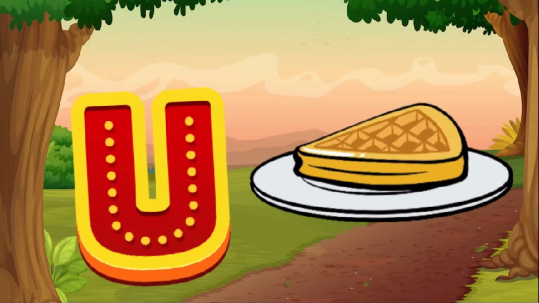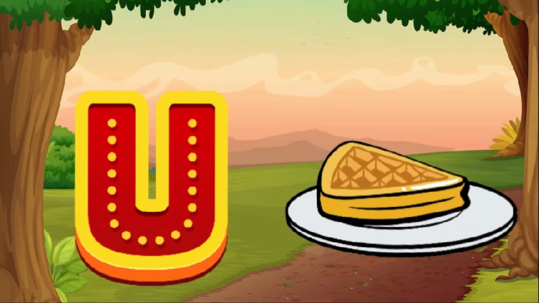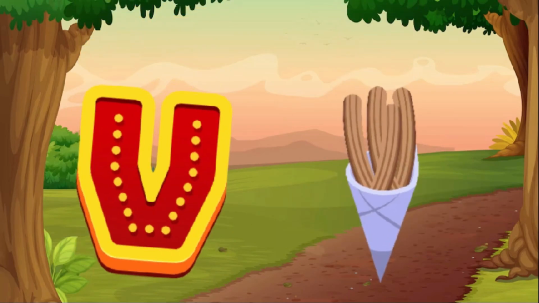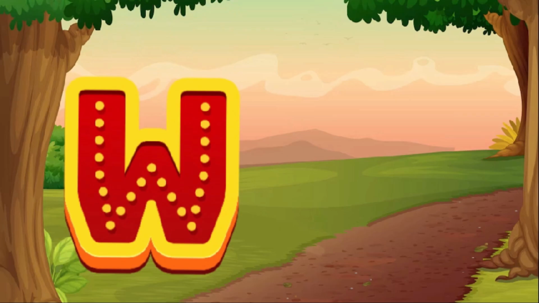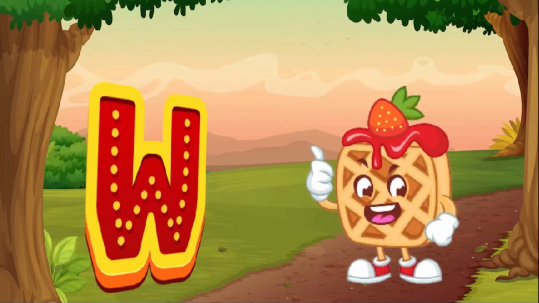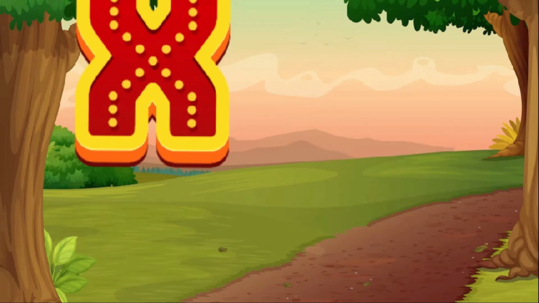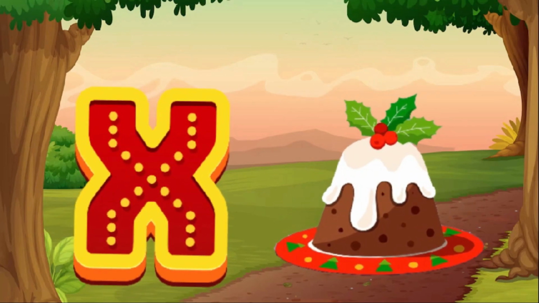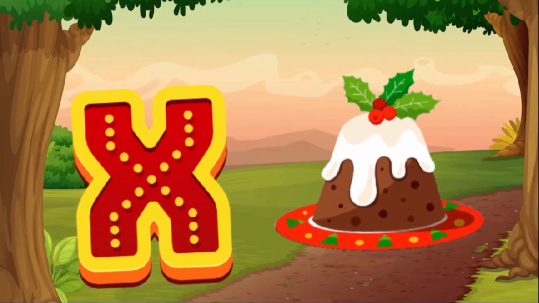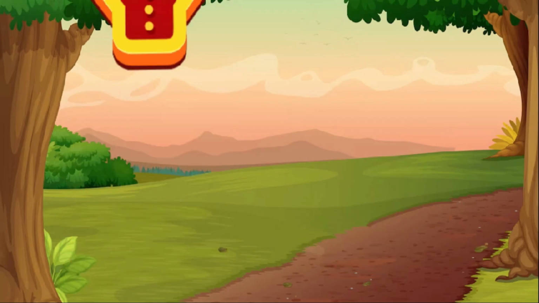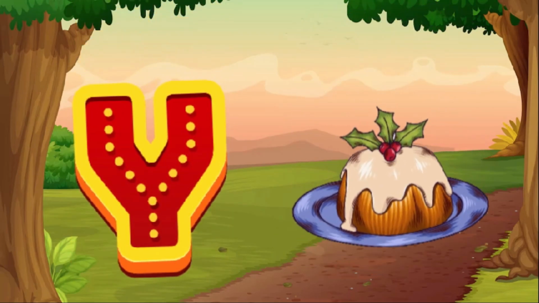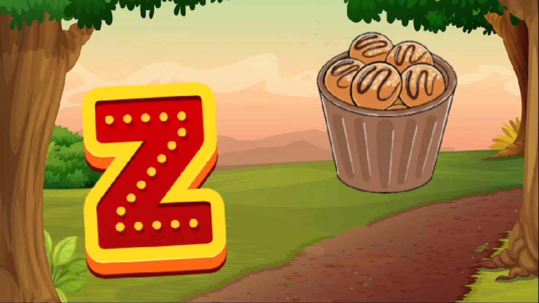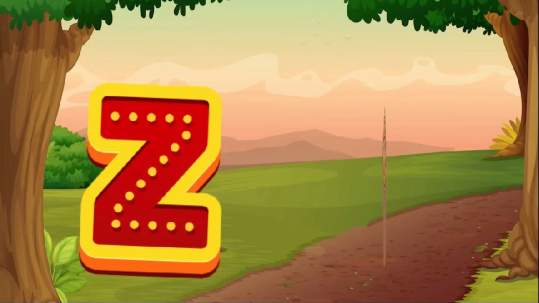U is for Utah scone. V is for vanilla wafer. W is for waffles. X is for X-moss cake. Y is for Yorkshire pudding. Z is for Zeppo.